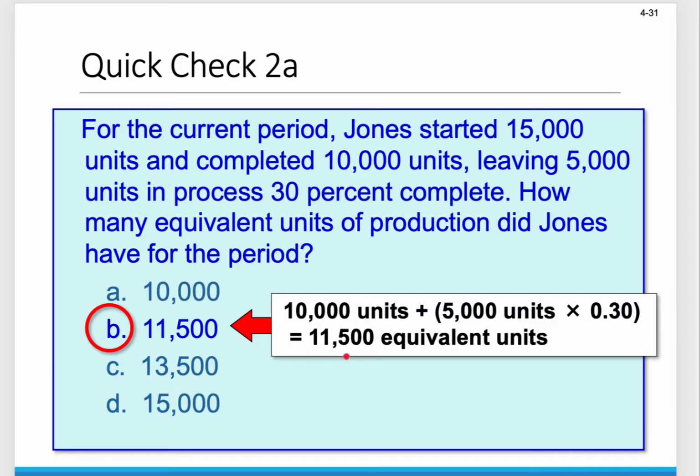So our answer is 11,500, okay? And again, these units were completed and transferred out. We have to include them in our equivalent units, okay?